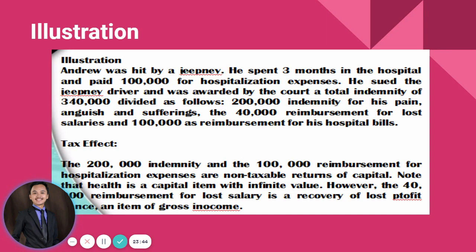However, that 40,000 reimbursement for lost salary is a recovery of lost profit. Okay, as mentioned in our previous discussion on gross income, it will be an item of your gross income. Because the concept is that regardless of whether Andrew met the accident, Andrew would still work and therefore would still earn that 40,000. So regardless if this unfortunate accident happened or not, that 40,000 will still be taxable. Okay? So that is compensation for damages. But compensation for expected profit or lost profit will be subject to tax.